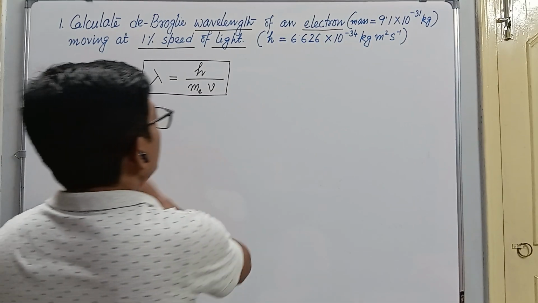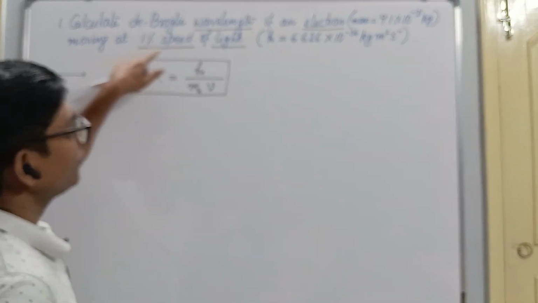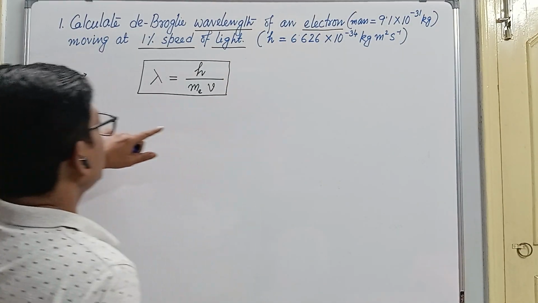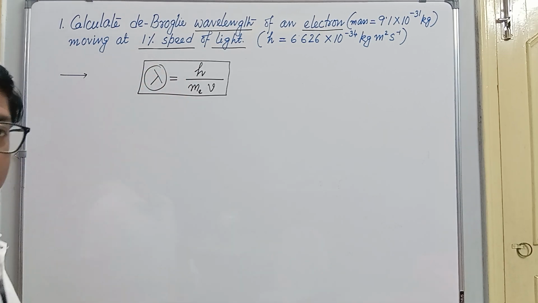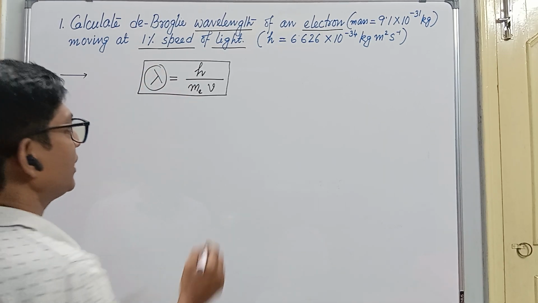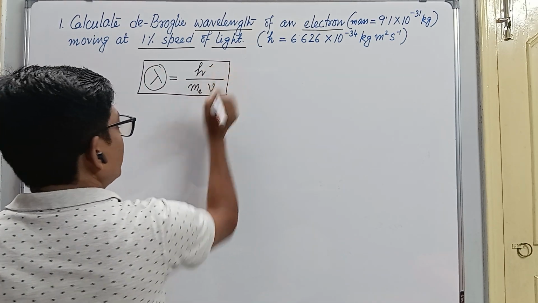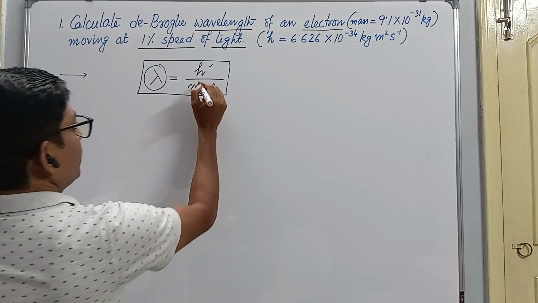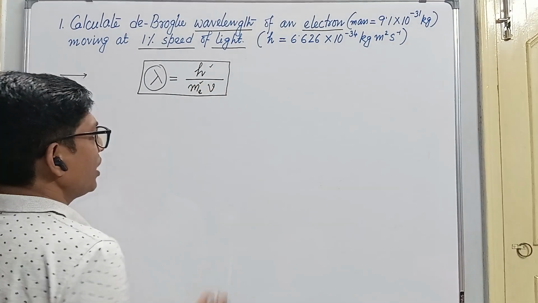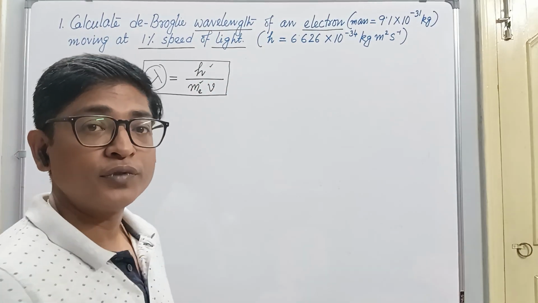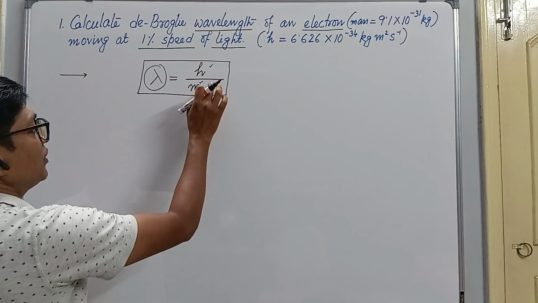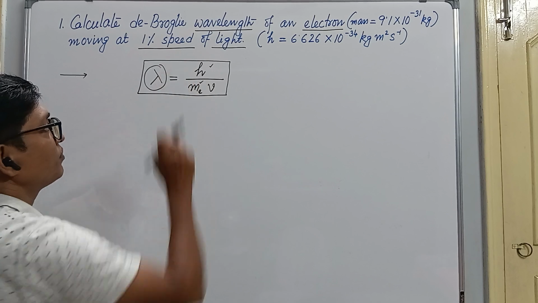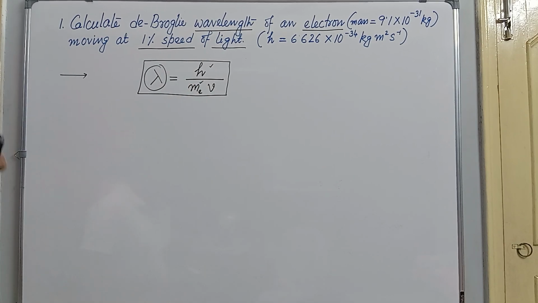Now in this numerical problem, they are asking us to find the value of this wavelength. They have provided the value for Planck's constant. They have provided the value of the mass of an electron, but they didn't provide the value of the velocity directly. Rather, they have said the velocity of this electron is 1% of the speed of light. So how do we get that value for v?